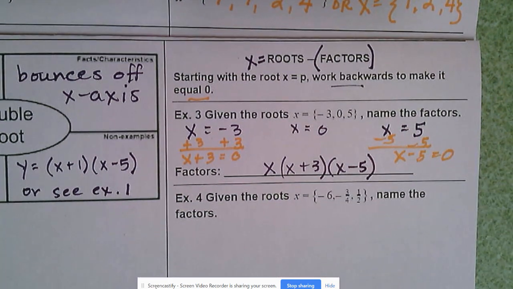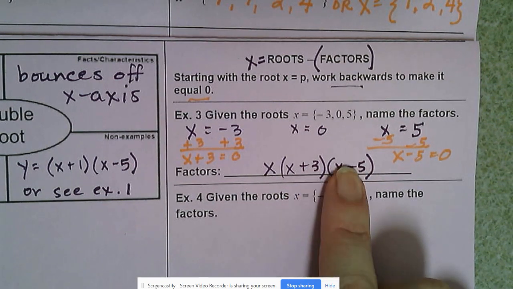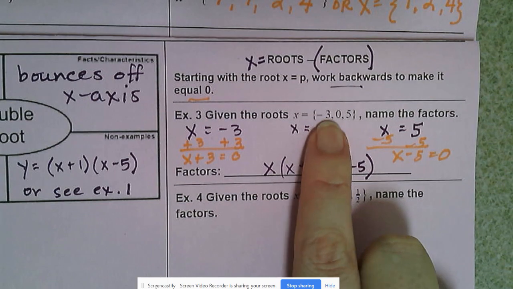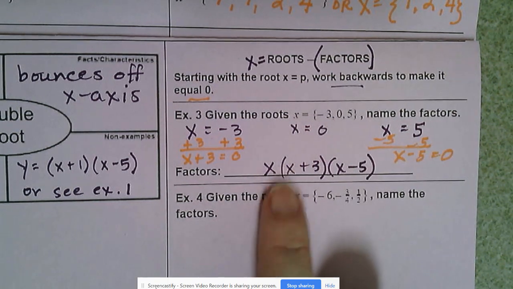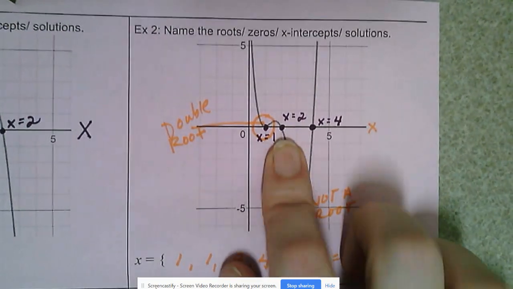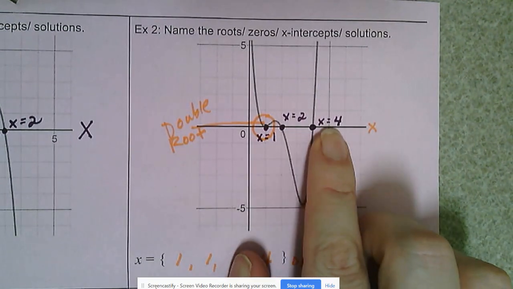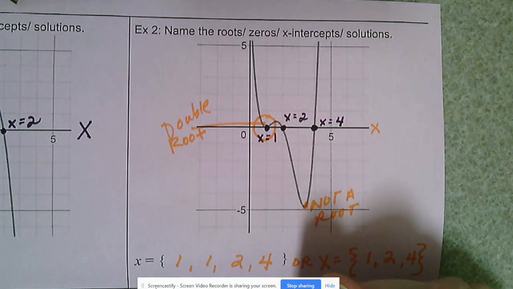So this is what we used to start with. And then you would set them each equal to 0, and you would solve for x, and you would get these other ones. Now we're doing the reverse. And the reason we're going to do this is because you're going to be able to look at a graph like this one, and based on these roots, you can write them as factors. And then actually what you're doing is creating the equation. That's where this is eventually going.